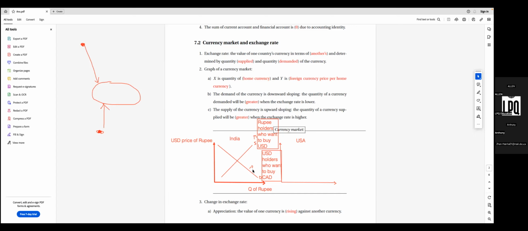So this is called the equilibrium exchange rate. We label the exchange rate E star and Q star. So let me check what the real number is currently. What is the USD price per rupee?